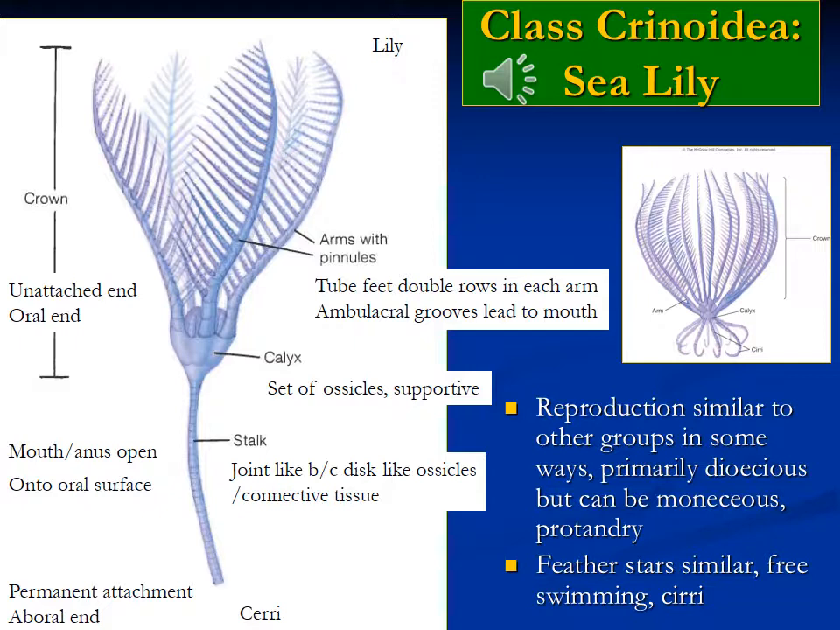As I mentioned before, the sea lilies are permanently attached to whatever substrate they're attached to support suspension feeding, whereas the feather stars are not. Reproduction is similar to reproduction in some of the other groups. They're primarily dioecious, but as with most slower moving or sessile animals, the monoecious condition is present, and if they are monoecious, they're protandrous.